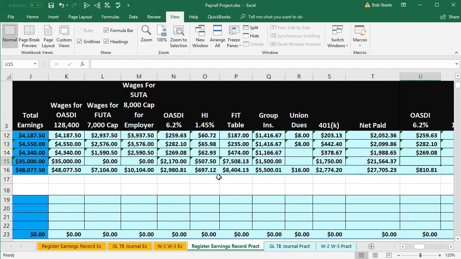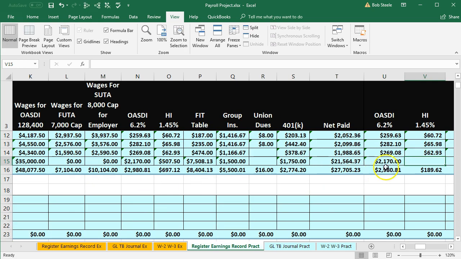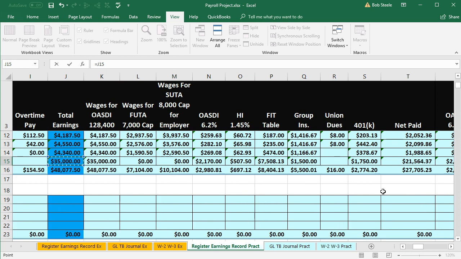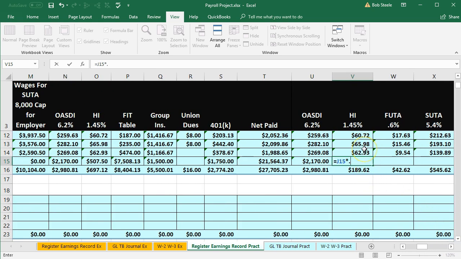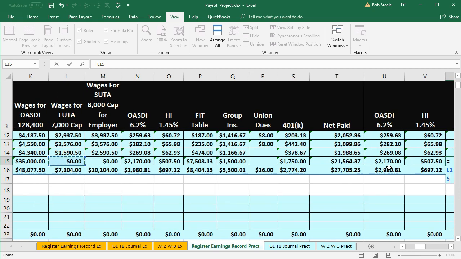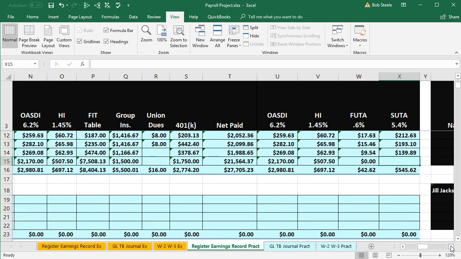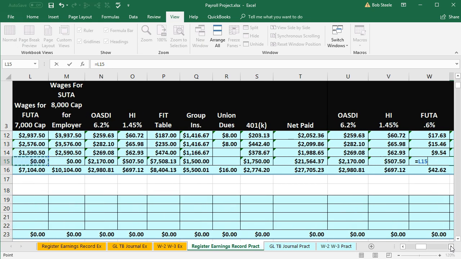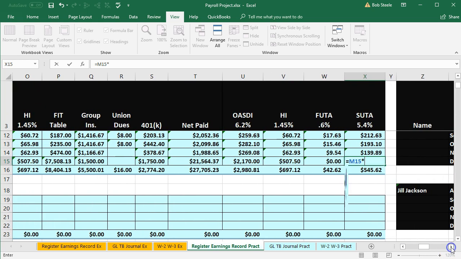And then the OASDI should be the same here, but I'm going to recalculate it, equals the OASDI wages times 0.062 tab, and then the HI or Medicare, and note this number matches this number, equals, we're going to scroll all the way over to this 35,000 times 0.0145 tab, and that number should match this number, and then the FUTA equals, I'm going to scroll over to the FUTA wages, and it's 0 times the 0.006, and then the SUTA wages, which is also going to be 0 times 0.054. So there we have those numbers.